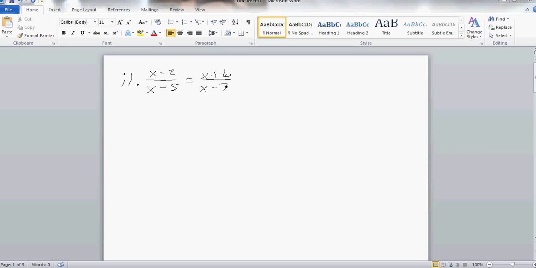But another way to look at this is if we have a ratio equals a ratio, then we can do cross products and accomplish the same thing. So we're going to take x minus 2 times x minus 7, and that will equal x minus 5 times x plus 6. Foiling this side, we get x squared minus 9x plus 14, and foiling the right side, we get x squared plus x minus 30.